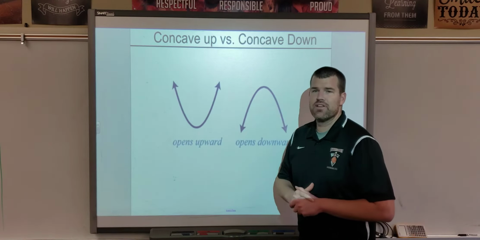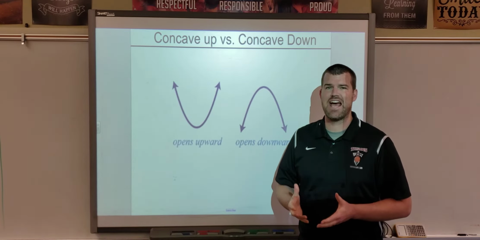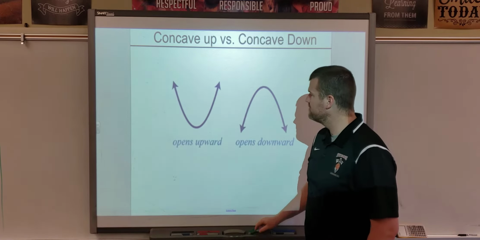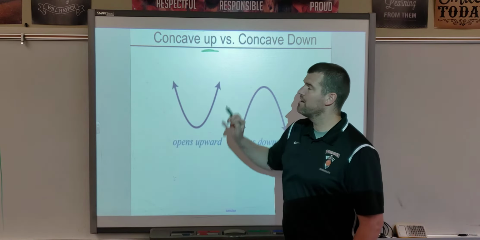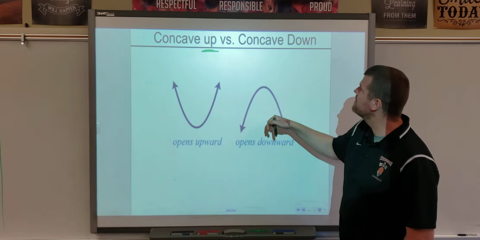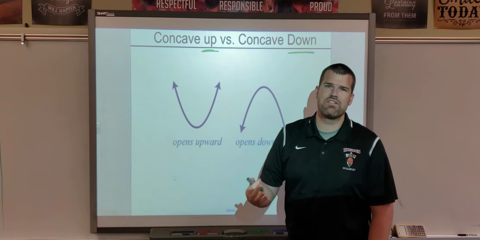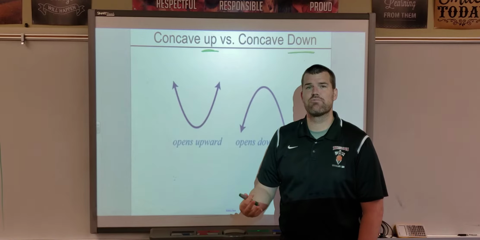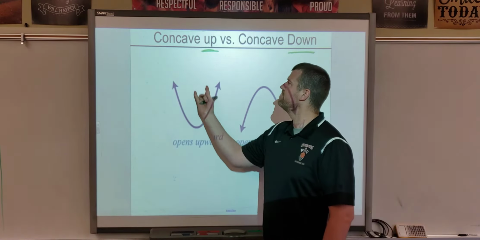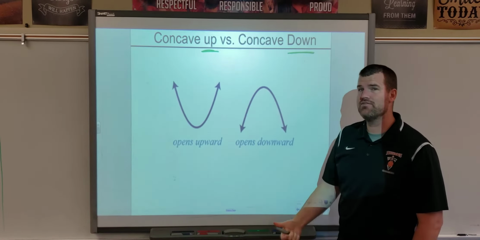The next set of vocabulary words is knowing the difference between concave up and concave down. It's very simple. If the graph opens upward, then it is concave up. If the graph opens downward, meaning pointing down, then it is concave down. I'll usually say opens up or opens down, but I know some teachers will be more specific and say concave up versus concave down. If it's pointing up, you've got concave up. If it's down, concave down. Pretty simple.